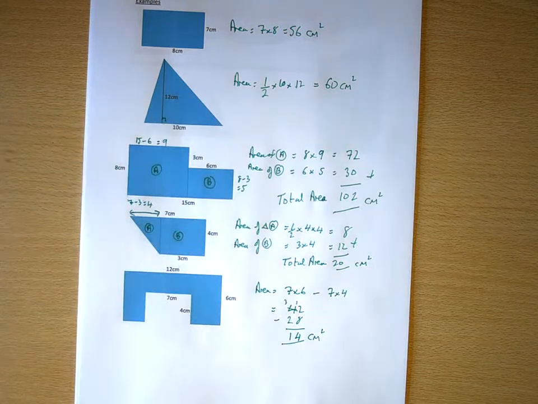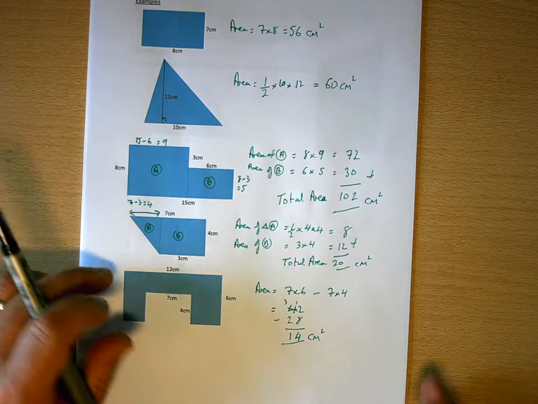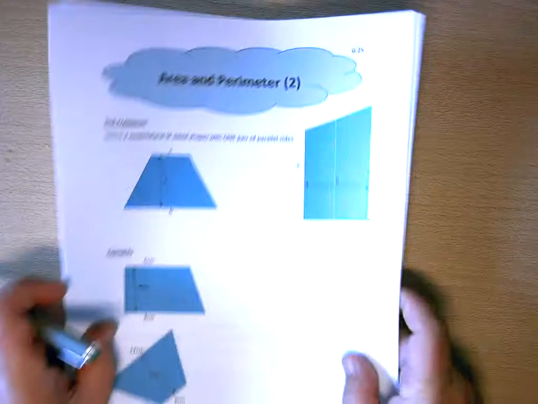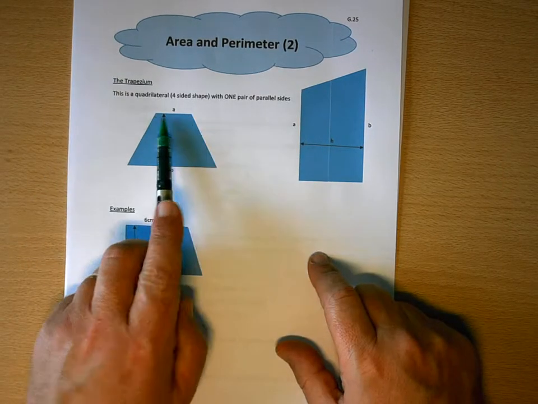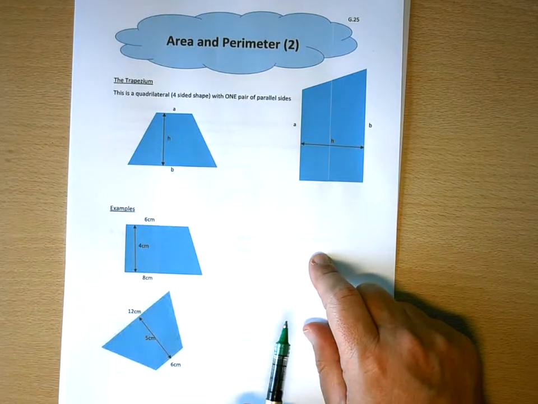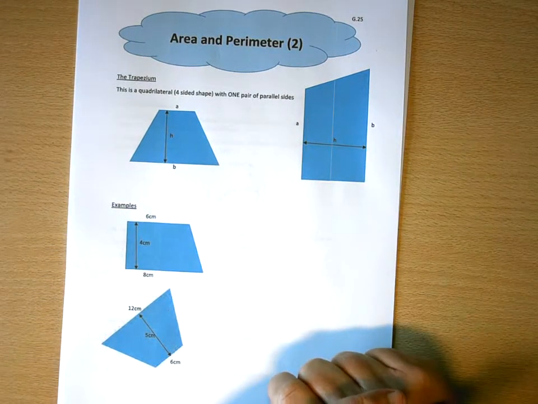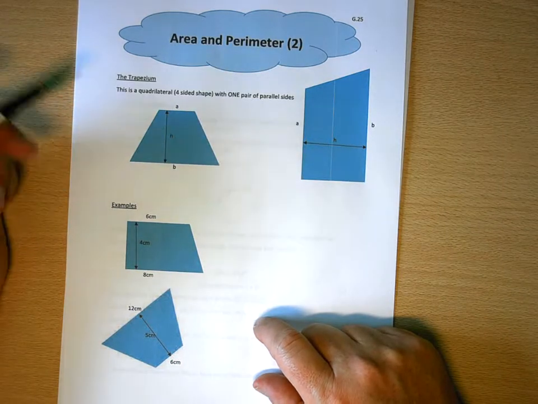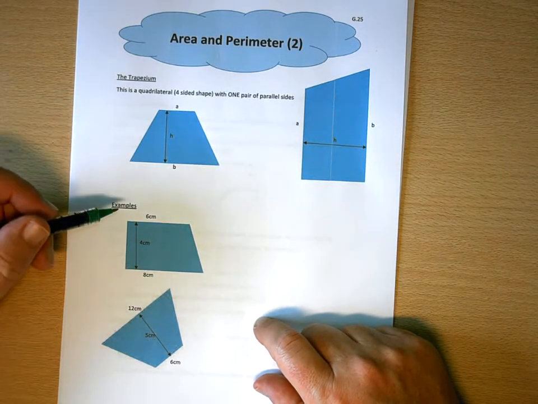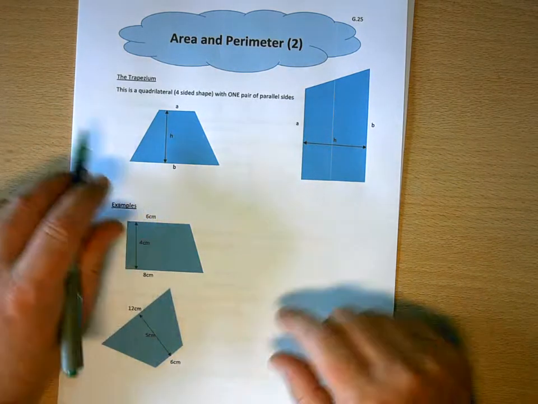rectangle and triangle shapes, and composite combinations of those shapes. Another shape that you're expected to be able to find the area of is a trapezium. Now, a trapezium is a quadrilateral, which means it's a four-sided shape, and it has one pair of parallel sides. So you can see here A and B are parallel to each other. They're vertical, but they're still parallel. And we need to know the parallel sides and the perpendicular distance between them. Some of these look a bit wonky, but they should be perpendicular distance.